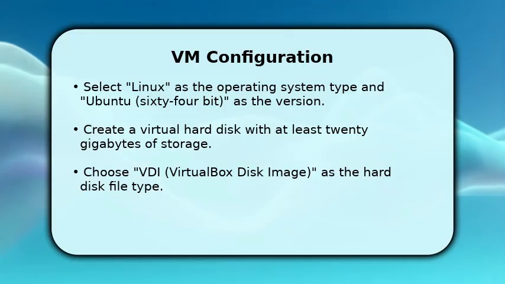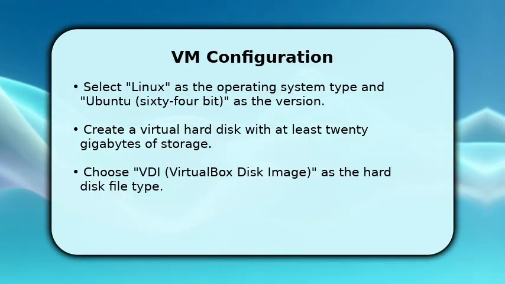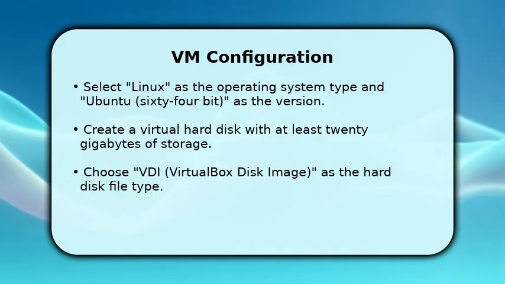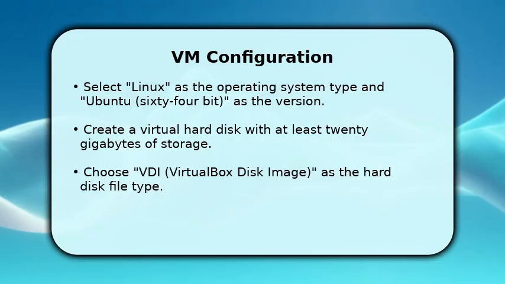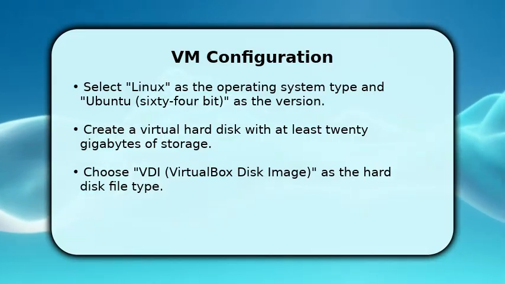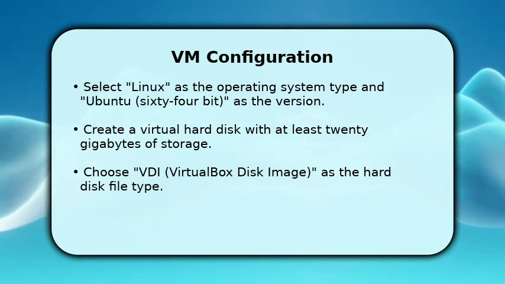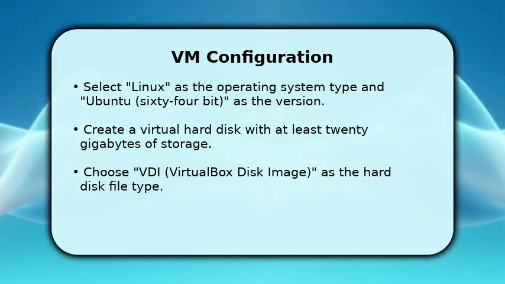Now let's configure your virtual machine. Select Linux as the operating system type and Ubuntu 64-bit as the version. This ensures compatibility. Next, create a virtual hard disk. We recommend at least 20 GB of storage for your Linux Mint installation. Choose VDI as the disk file type and dynamically allocate it for storage. This allows the disk to grow as needed, saving physical space.